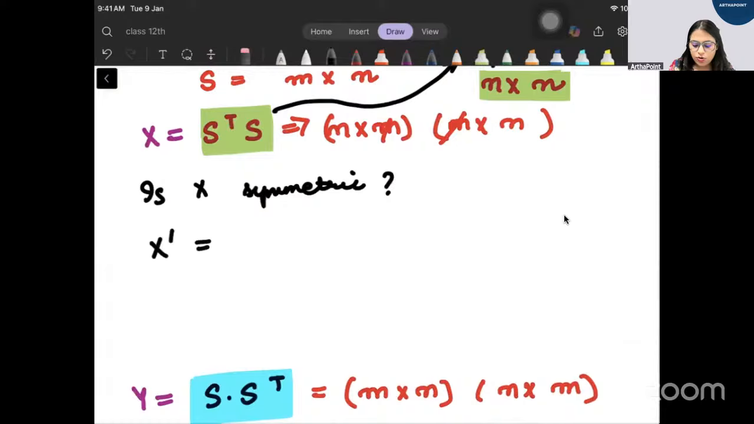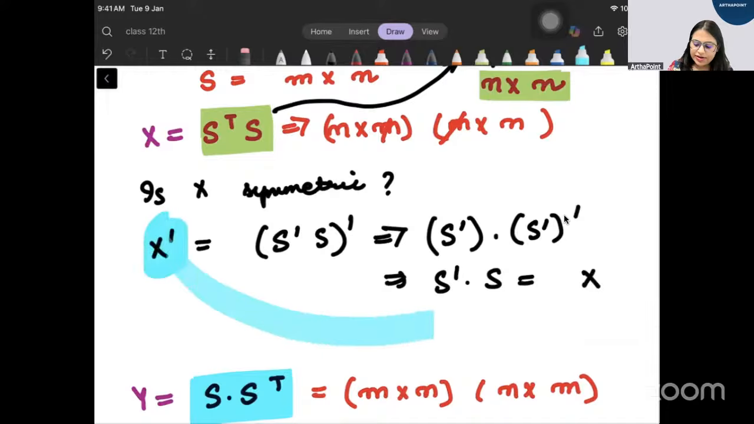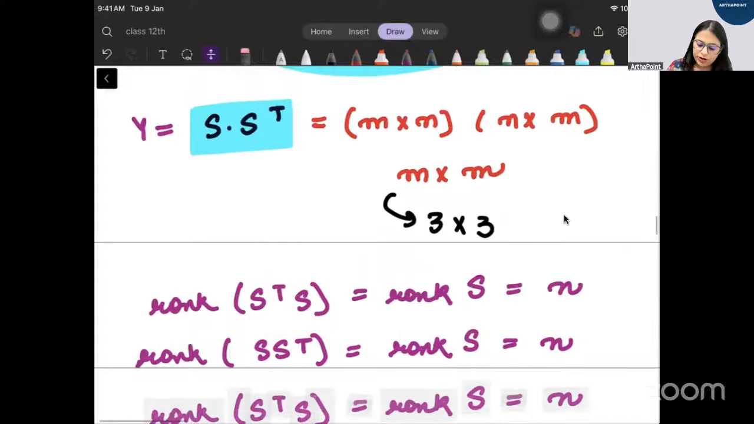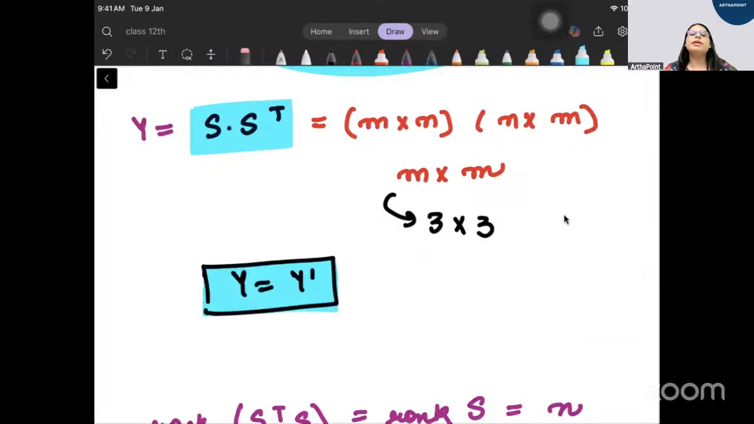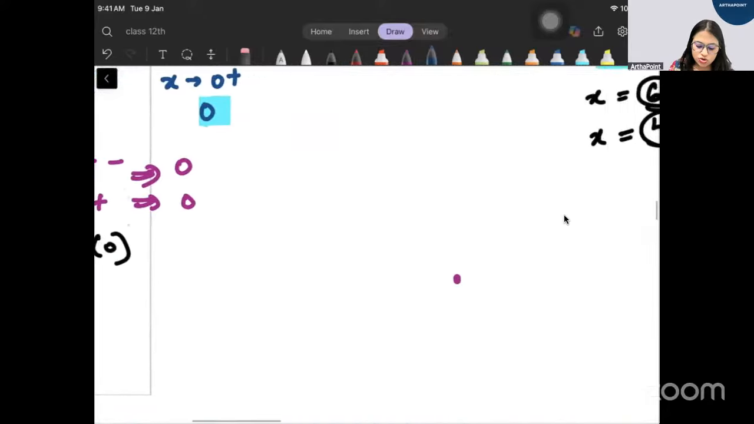X transpose निकालो. So S transpose S का transpose हो जाएगा, and this is nothing but S transpose into S transpose का transpose. So S transpose S, which is X. So yes, X is a symmetric matrix. Similarly, आप यहाँ पे prove कर पाओगे that even Y is going to come same as Y transpose. So Y will also come out to be a symmetric matrix. So this is also true that X and Y are going to be symmetric matrix. This is true.